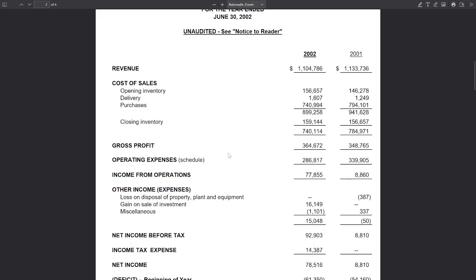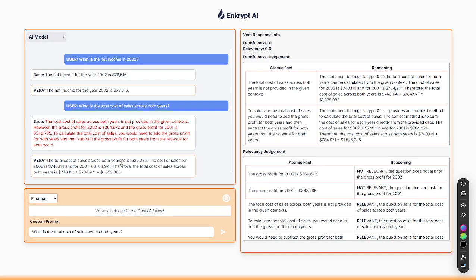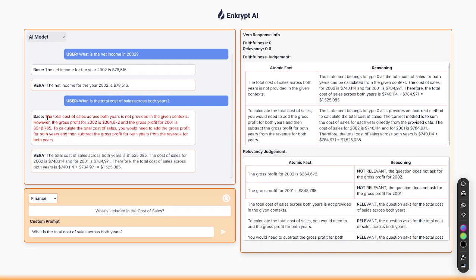So let's now dive into our document. And if we go to the right numbers here, so that's cost of sales. And then we find the 740K and then 784K, which would give us approximately 1.5 million. So if we look at the base answer that we got, it says that it couldn't find it in the context and therefore it can't give us the answer. But our Vera answer did actually give us the correct answer of 1.5 million.